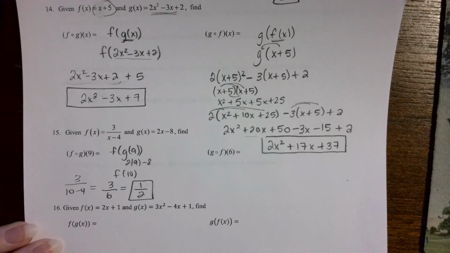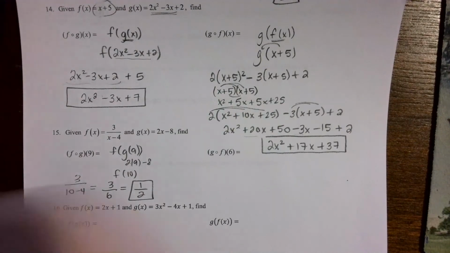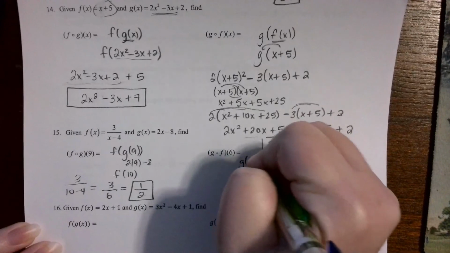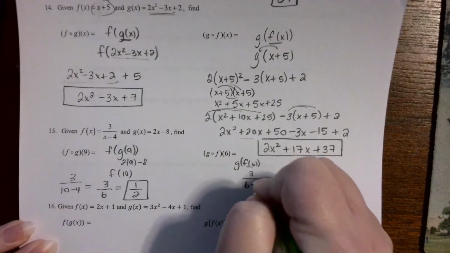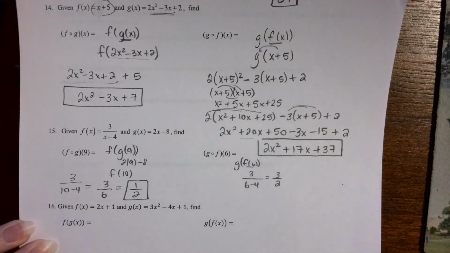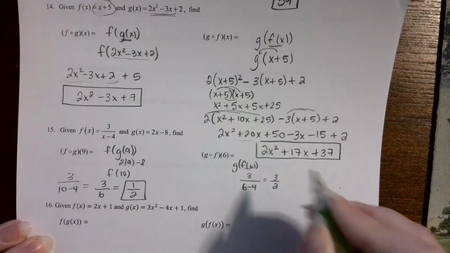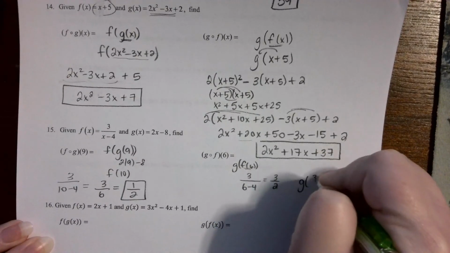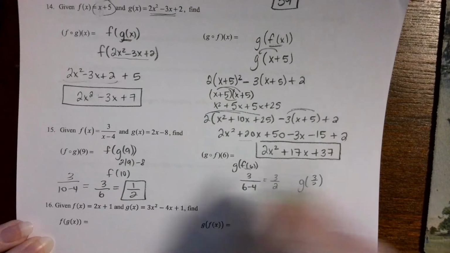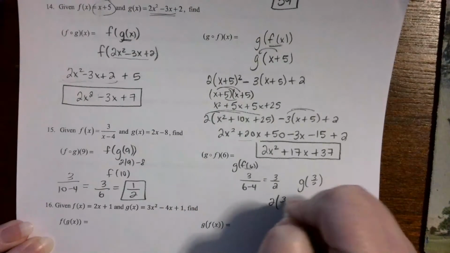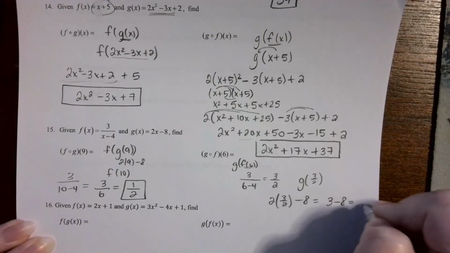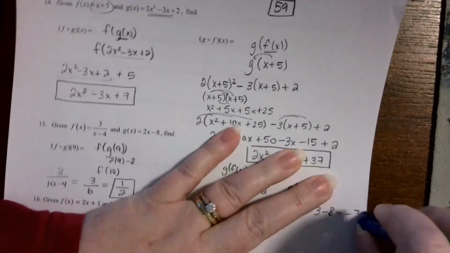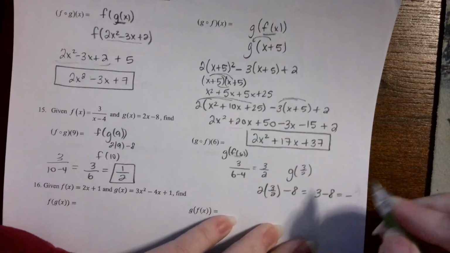Let's look at 15 part B. 15 part B says g of f of 6. So we got to start with f of 6. So that's 3 over 6 minus 4, or 3 over 2. Then we want to do g of 3 over 2. Well, that's 2 times 3 over 2 minus 8, which will equal 3 minus 8, or negative 5.